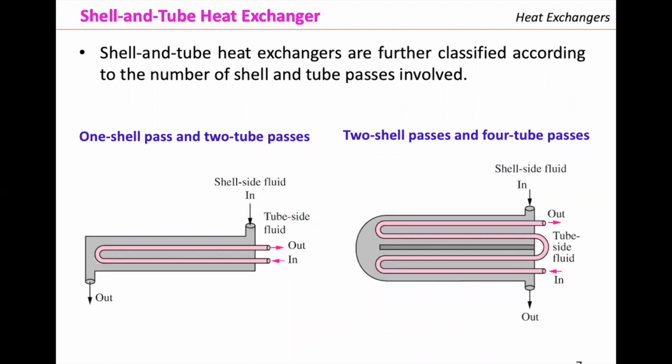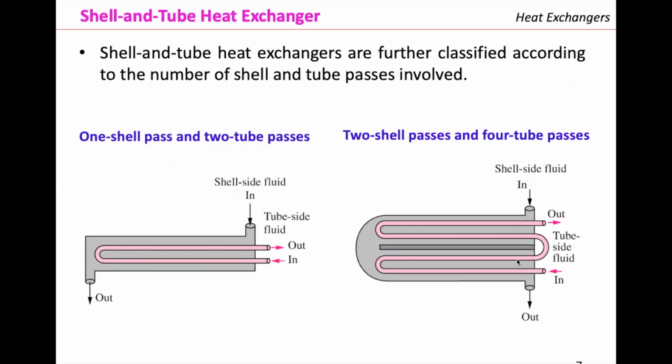The shell and tube heat exchangers can be further classified by the number of shells and tube passes involved. For example, this one that I have here to the left side of this slide is a one shell pass and two tube passes. Why? Because it has only one shell, right? And how many times does the fluid pass through the tubes? One, two. One shell, two tube passes.